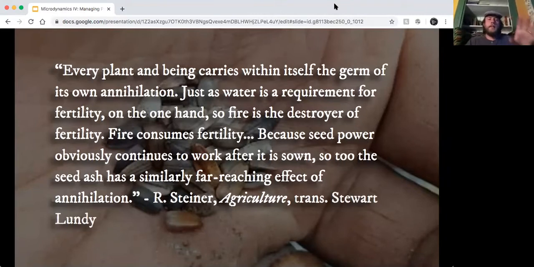Every plant and being carries within itself the germ of its own annihilation. Just as water is a requirement for fertility, on the one hand, so fire is a destroyer of fertility. This is kind of the Saturn-Moon conflict we were talking about earlier. That balance. Fire consumes fertility. Because seed power obviously continues to work after it is sown, so too the seed ash that you make from a weed has a similar far-reaching effect of annihilation. And this is a pretty radical idea.